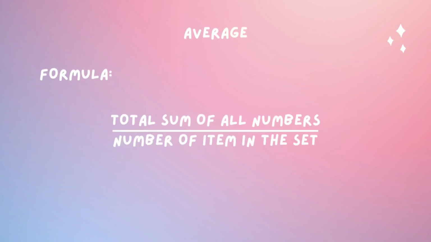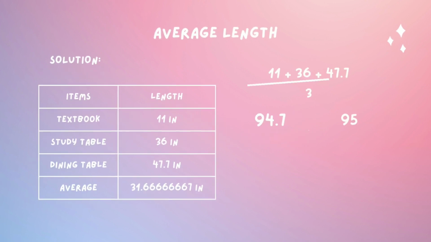To compute the average, here's the formula: total sum of all numbers divided by the number of items in the set. But before that, it is indicated in the task that we should report the correct number of significant figures. Significant figures have rules to follow in subtraction, addition, division, and multiplication. So now let's compute for the average length.